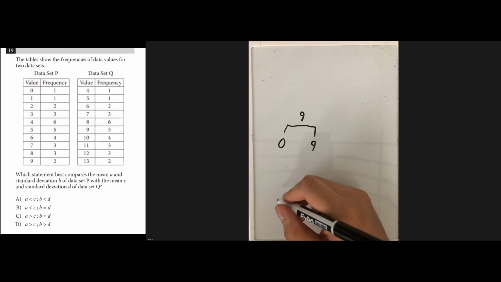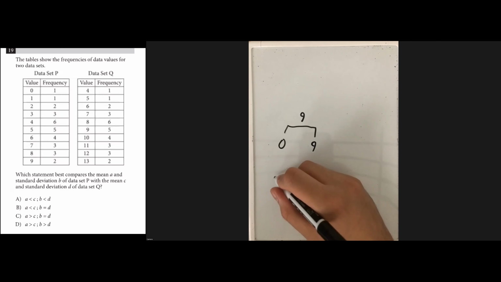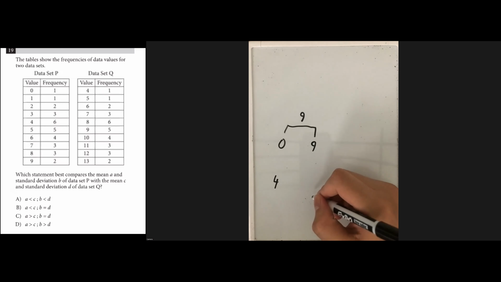And then for data set Q, we see that the lowest value we see is 4, and we see it once. And the highest value we see is 13, and we see it twice. And so the range of this, between 4 and 13, is also 9. So the ranges are the same. So that means that the standard deviation of B equals the standard deviation of the other data set, which is D. So B equals D.